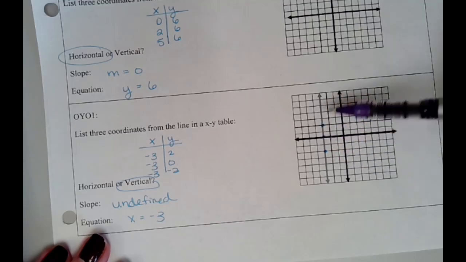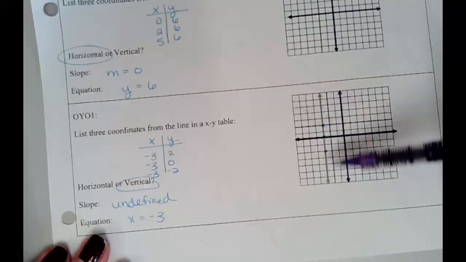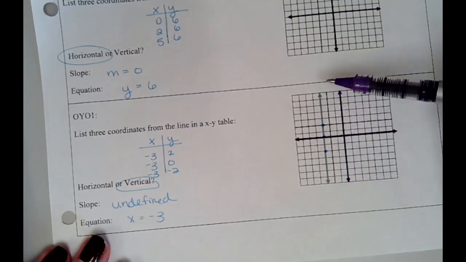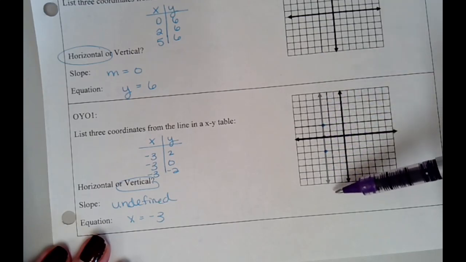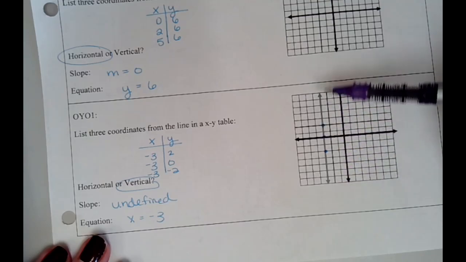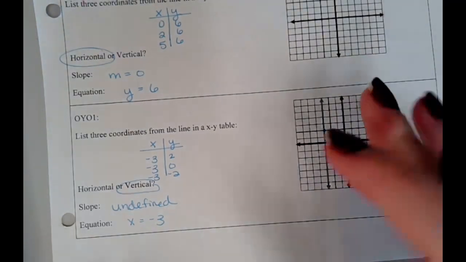Now this time, this is a vertical line. A vertical line has an undefined slope. And that would give me x equals -3 for the equation because it crosses the x-axis at -3, and x is always -3. It rises, but it never changes horizontally.